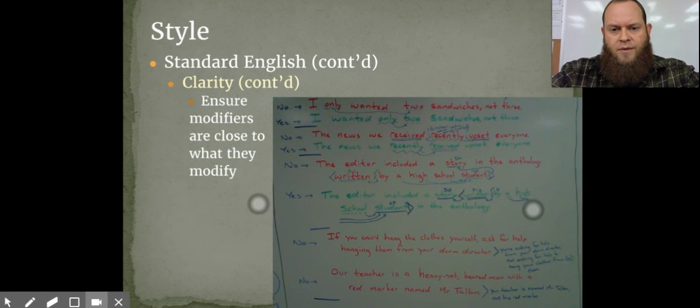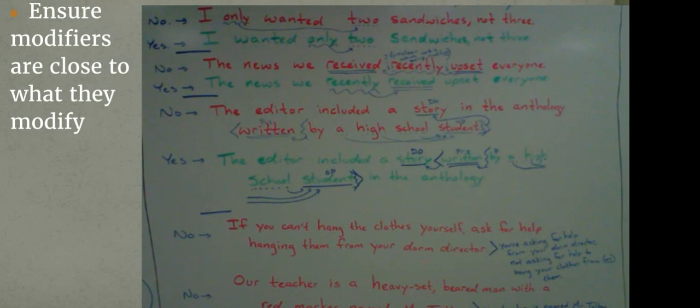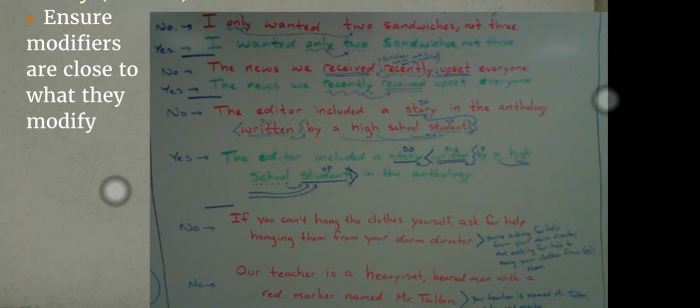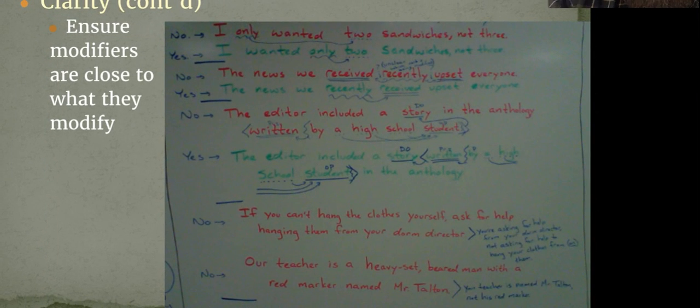Okay. All right. So then the placement of modifiers. We want to make sure that they're as close as possible to what it is they modify. So we wouldn't want to say, I only wanted 2 sandwiches, not 3. Because the "only" is intended to modify the 2, right? It's not that I only wanted this, it's that I wanted only 2 sandwiches.